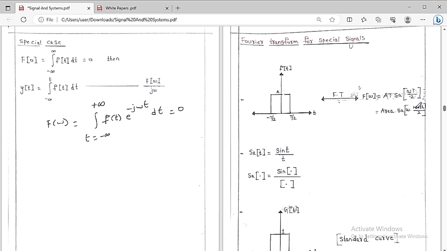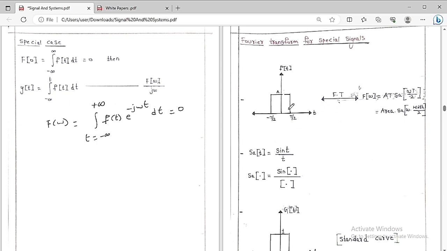So what is the area? The area of this pulse is length into breadth, where this length is T and this height is A. So A into T is nothing but AT. Sa of omega into what is the width? The width of this pulse is T, so width by 2 is T by 2. So omega into T by 2 is nothing but omega T by 2. You have to remember this one for a rectangular pulse.